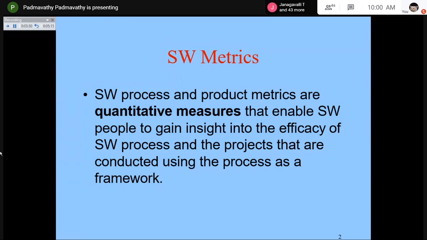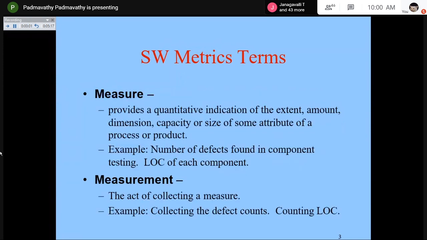So the software metric terms, these are the basic terms which you have: measure, it provides a quantitative indication of the amount, or in terms of extent, how long or large the dimension, vertically or horizontally. So it is a lengthy one or it is a complex one in terms of logic.